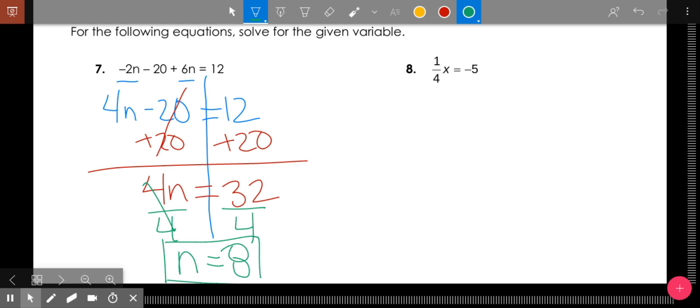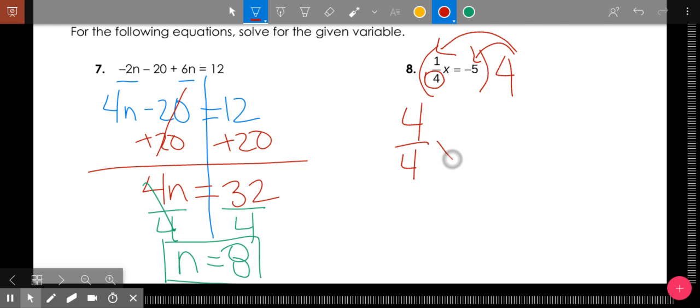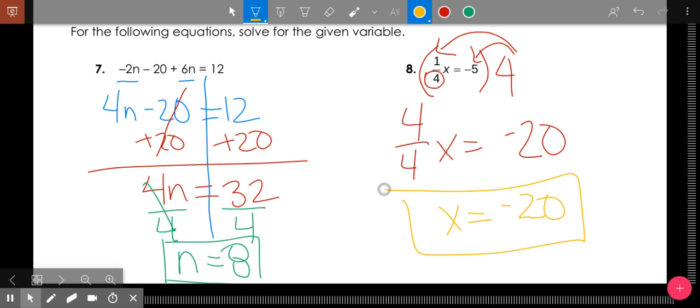Next problem. So I have a fraction, so I just want to get rid of it. So I find my biggest denominator, which is 4, multiply the whole thing. Remember, I just multiply the numerator of my fraction. I get 4 over 4x equals negative 20, because I have to multiply that whole number too. 4 over 4x is the same as 1x, which equals x, so x equals negative 20. And that's all on that one.